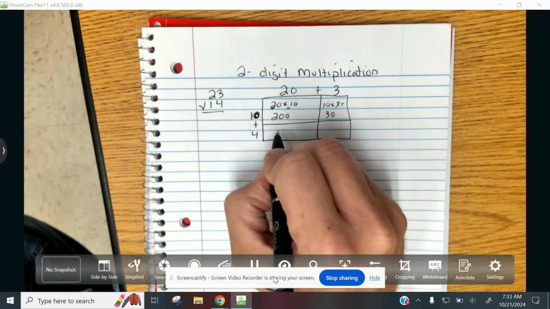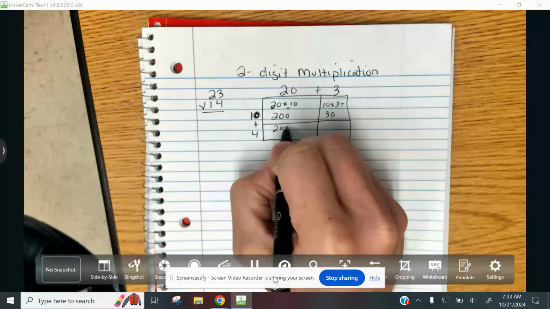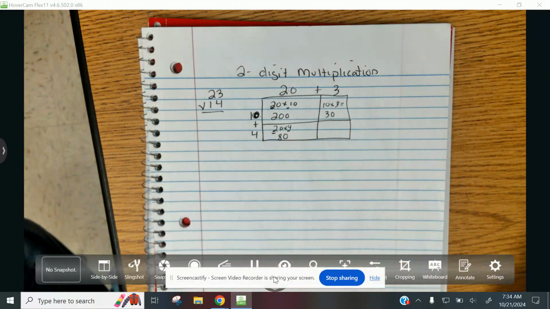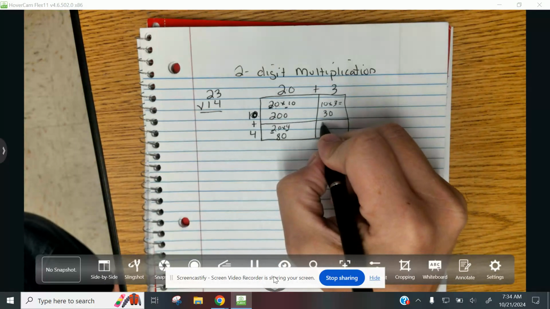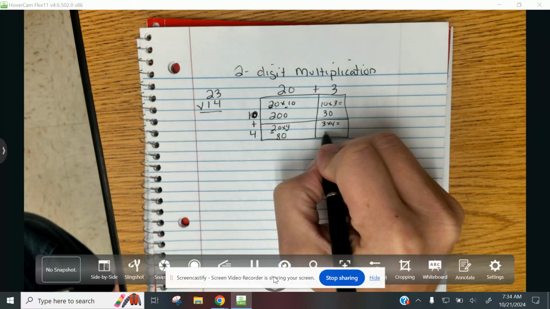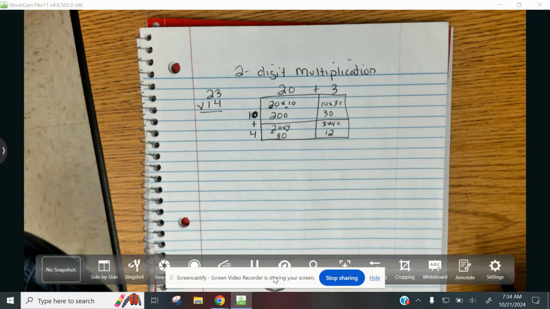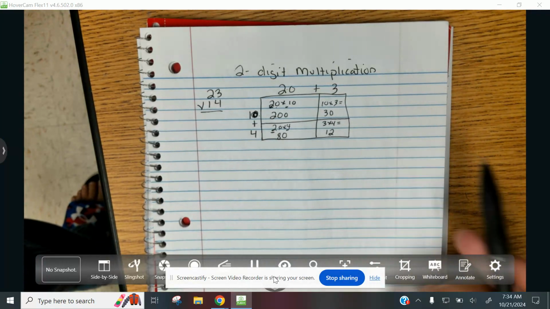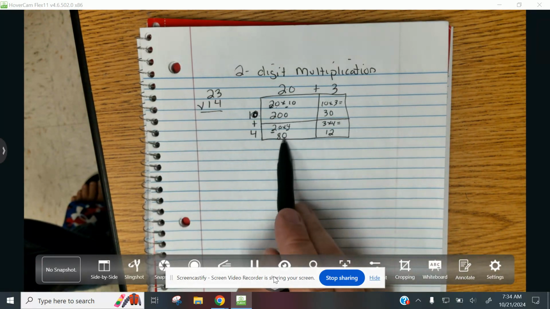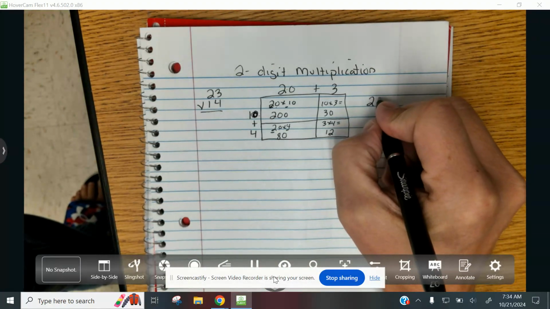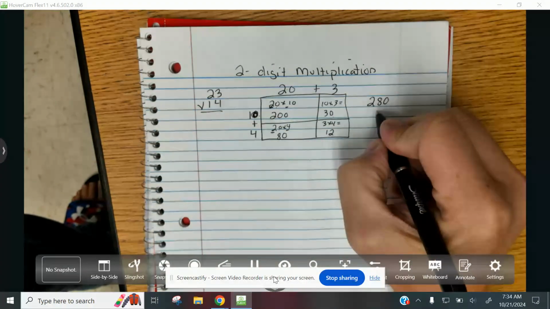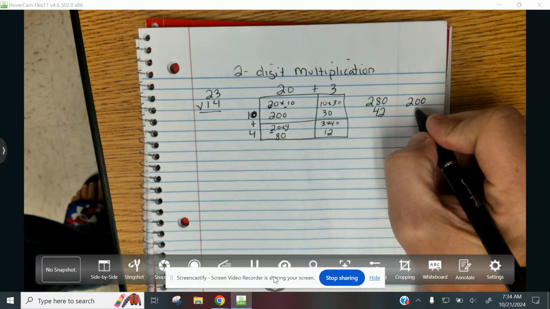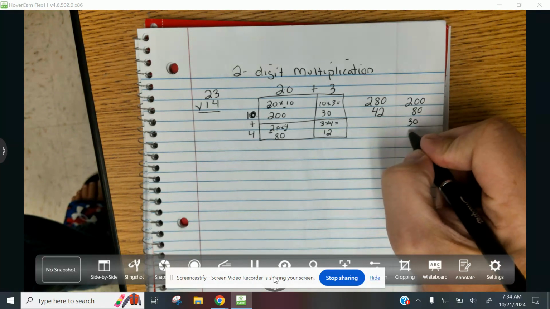Then we do here 20 times 4. Again, basic fact, 2 times 4 is 8, one 0 left over, so 80. And then we have 3 times 4 to give us 12. Then you come over here and you add it up. Now, there are different ways to do it. If you wanted to do things in your head, you could. You could say, well, I know this is 280, so you can add 280, this is 30, and that's 42. You could do that. Or you could just go ahead and add them all: 200, 80, 30, and 12.